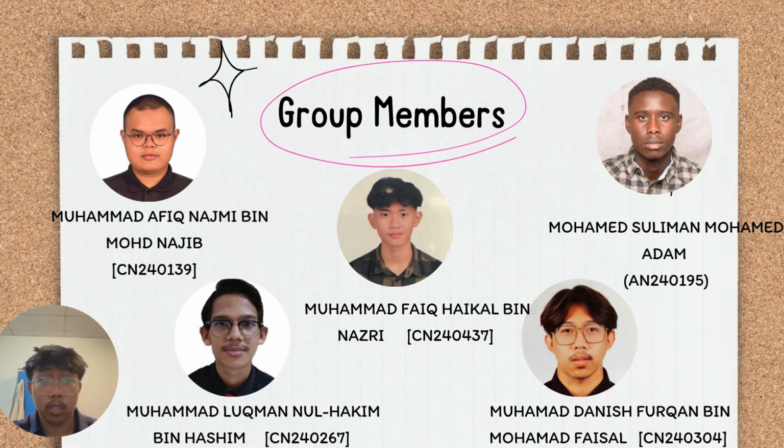My group consists of 5 persons: Muhammad Afiq Najmi bin Muhammad Najib, holding matric number 240139; Muhammad Luqman Nul Hakim bin Hashim, holding matric number CN240267; Muhammad Faik Haikal bin Nazri, holding matric number 240437; Muhammad Suleiman Muhammad Adam, holding matric number AN240195; and lastly, myself, Muhammad Danish Furkan bin Muhammad Faisal, holding matric number CN240304.